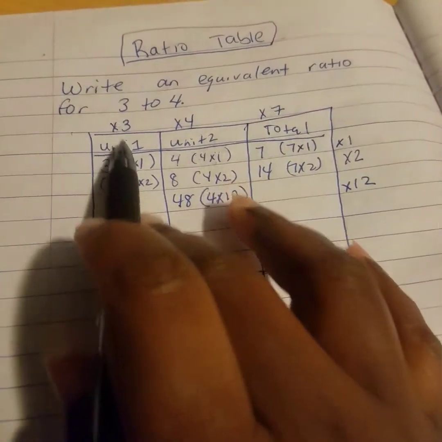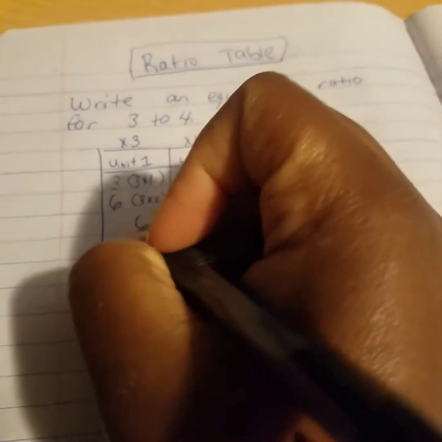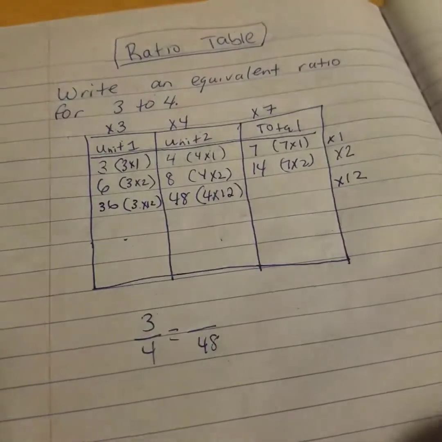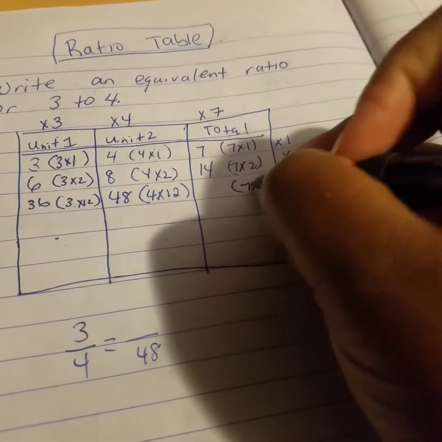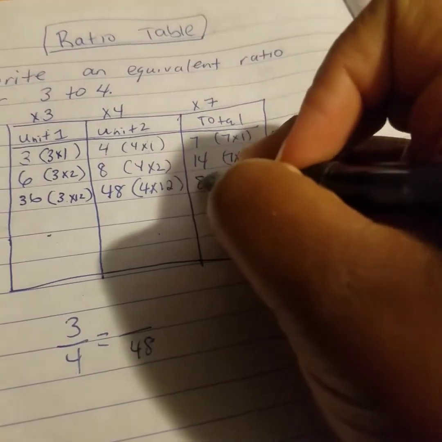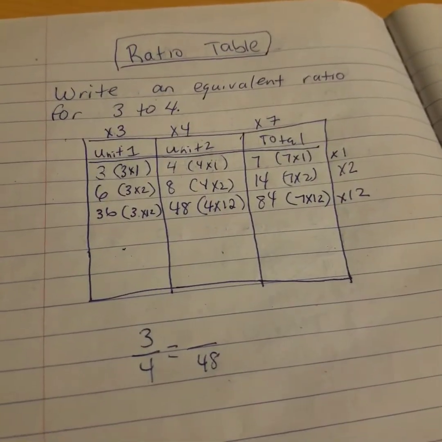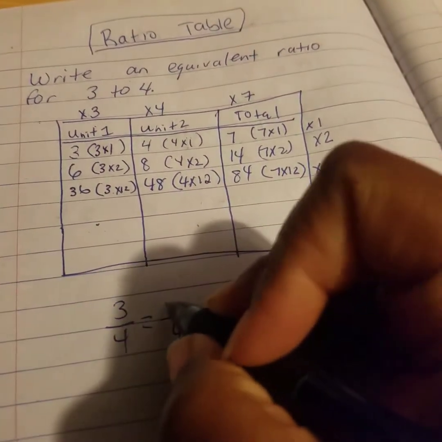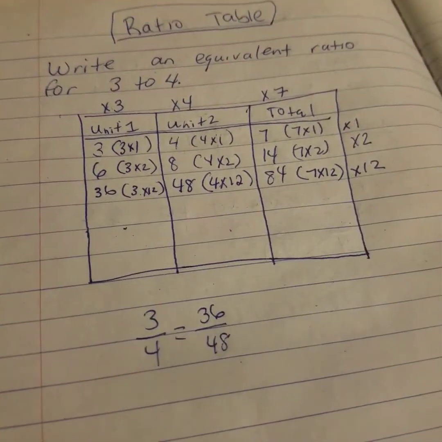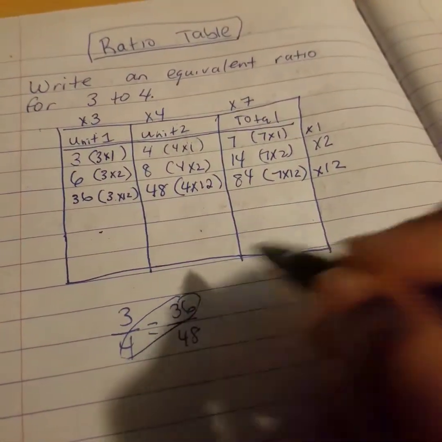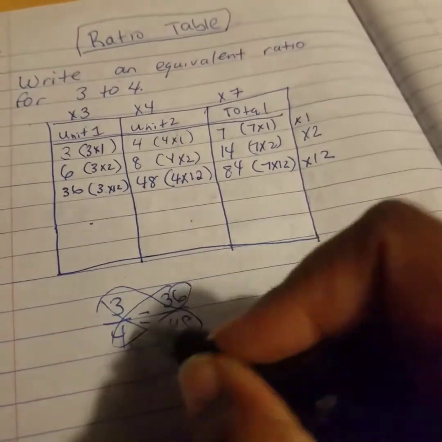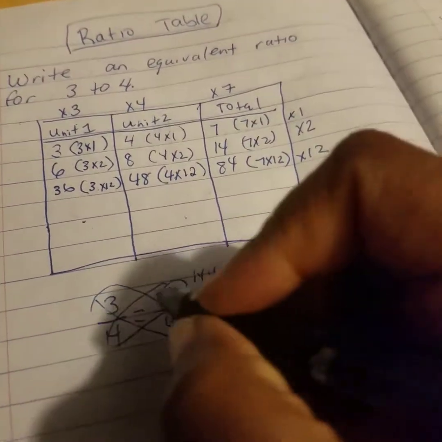So this would have to be 3 times 12, which is 36. And this would be 7 times 12, which is 84. So the value that would go here would be 36. And like we stated before, you can easily check by using the butterfly method. 4 times 36 is 144. 3 times 48 is also 144.